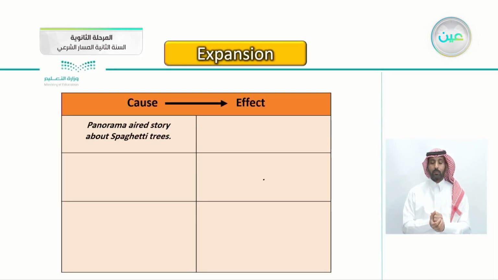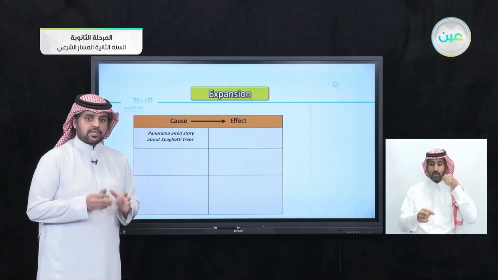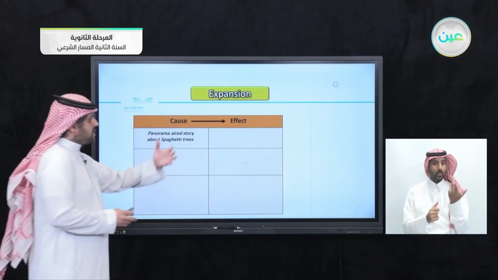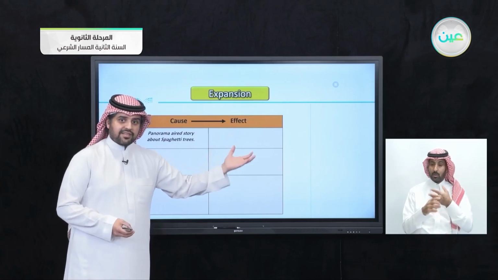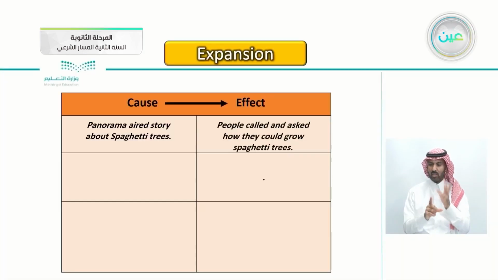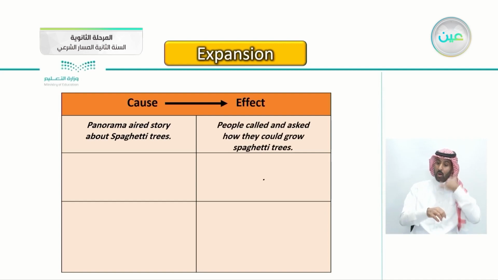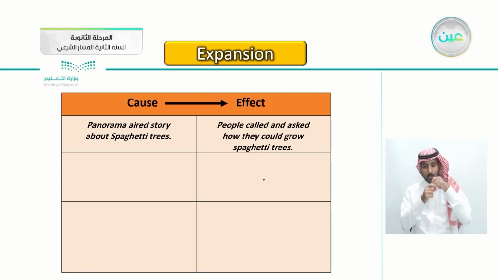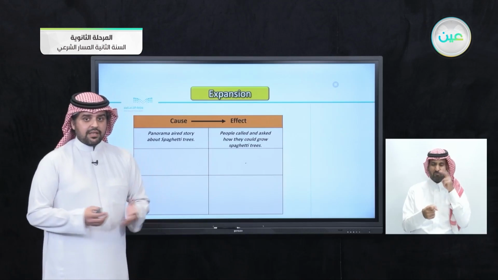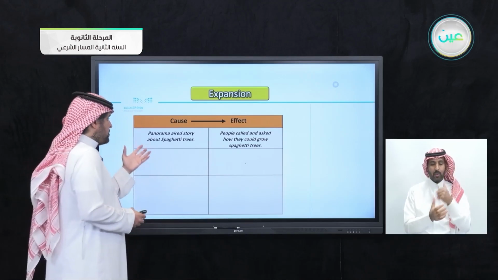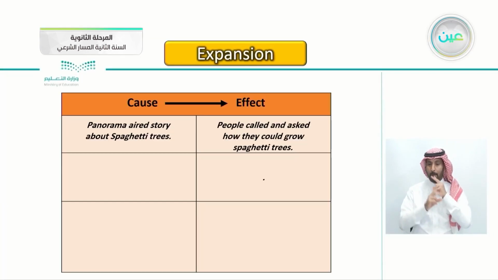Panorama aired a story about spaghetti trees. This is the cause. This is what happened. So what was the result? What was the effect? Very good. People called and asked how they could grow spaghetti trees. Of course, there's no such thing as spaghetti trees. So the cause here: Panorama aired a story about spaghetti trees. The effect: people started to call and ask how they could grow spaghetti trees.